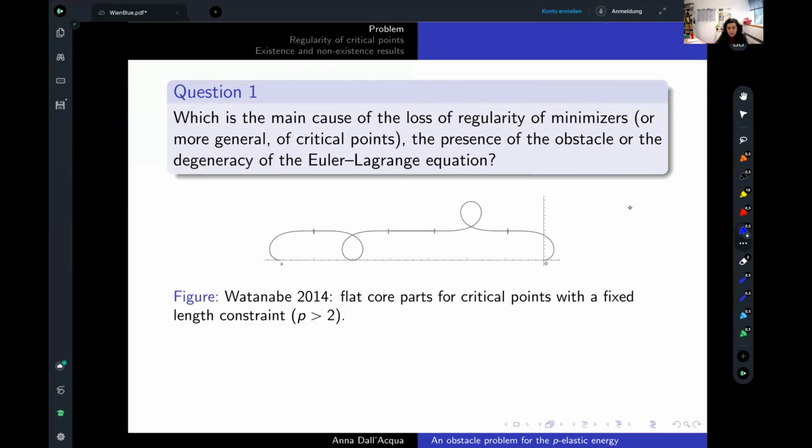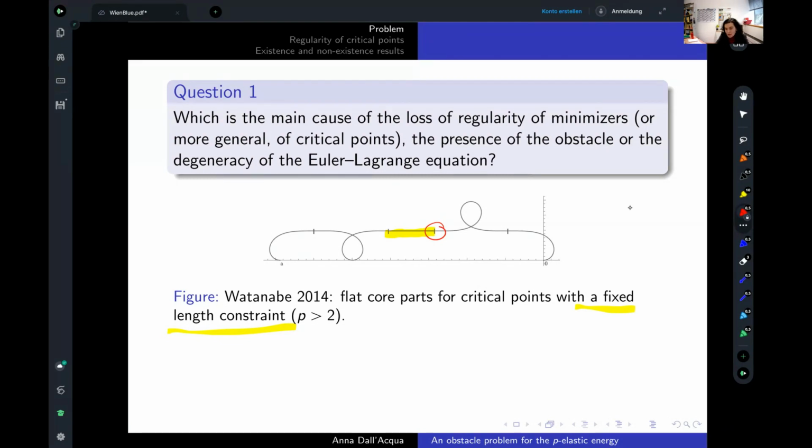Let me say that Watanabe, who was also named in the previous talk, in 2014 computed the critical points for the p-elastic energy also under a fixed length constraint. And what you see here is a plot of critical points. What is special about these critical points for the p-elastic energy is that you have this flat part, some flat core, some straight line part of the solution that can be joined to curved parts of the solution. So these are critical points. There is really a flat core, so this flat part appearing. So there is some loss of regularity here where the two parts of the critical point join together.